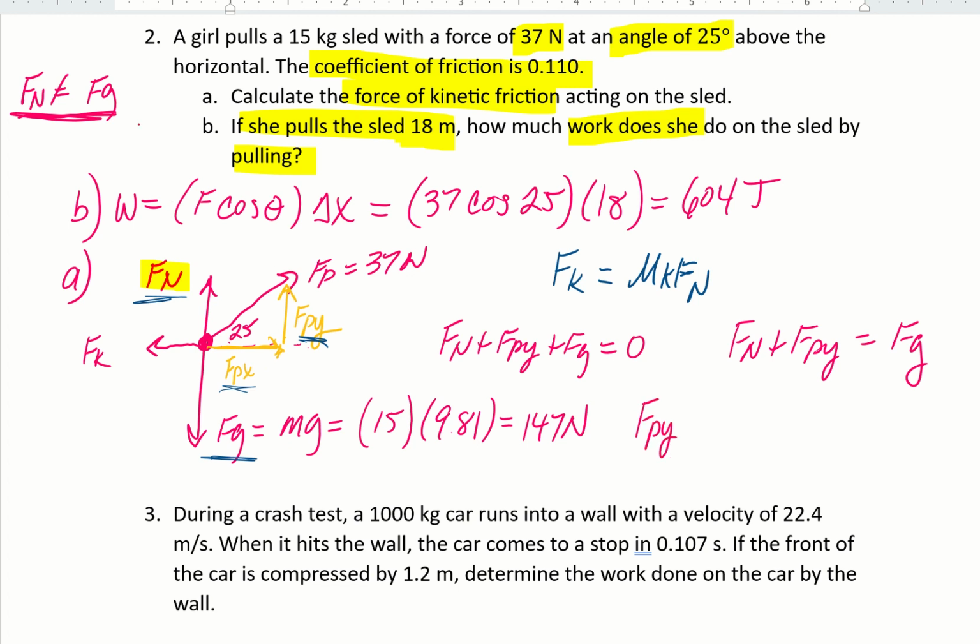Fpy is equal to Fp times sine of theta. So that's going to be 37 sine 25. Right? Fp is 37, angle is 25. So my Fpy is equal to 15.6 newtons.